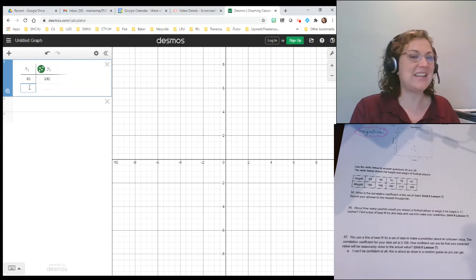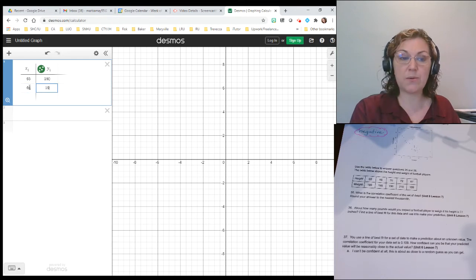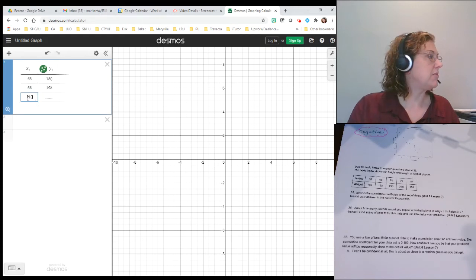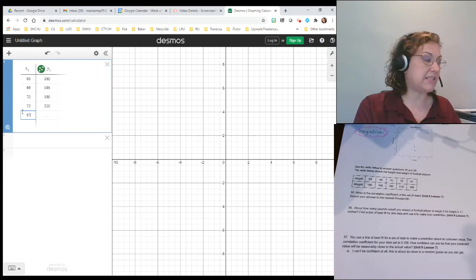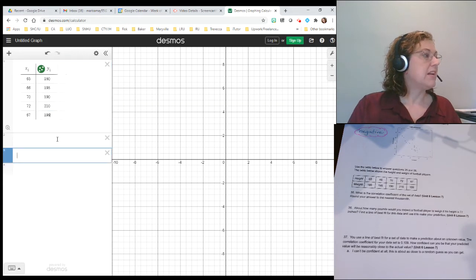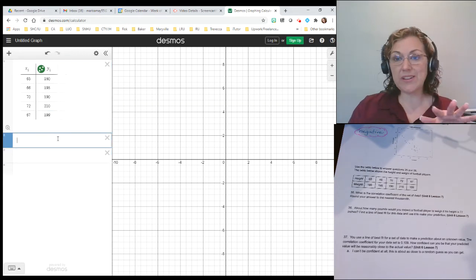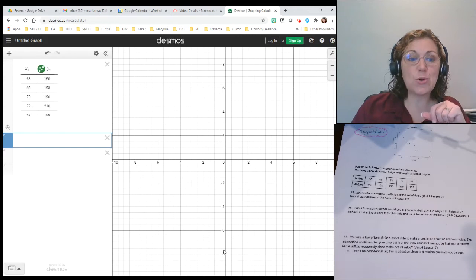Then I'm going to go here, next row, I just clicked it. I'll put 66, and right arrow, I'm doing 195. And I'll keep putting all of these values that I have in my chart. I'm just typing them in, 190, and then 72, and 210, and then 67, and 199. Okay. Now, nothing really happened on the graph because I haven't told Desmos what it is that I want it to do for us.